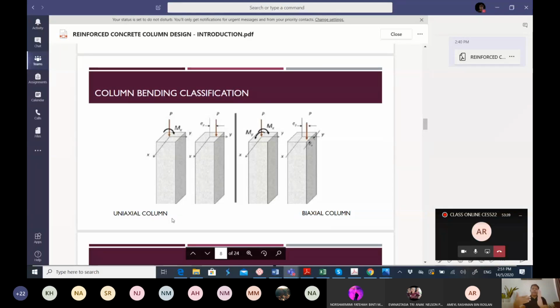Okay, if we have only one connection here, and then one direction here, we call it uniaxial, although there is no beam at this side. So if we have another direction, we have this direction and also this direction, only one beam here and one beam here, but it is two directions, we call it a biaxial column.